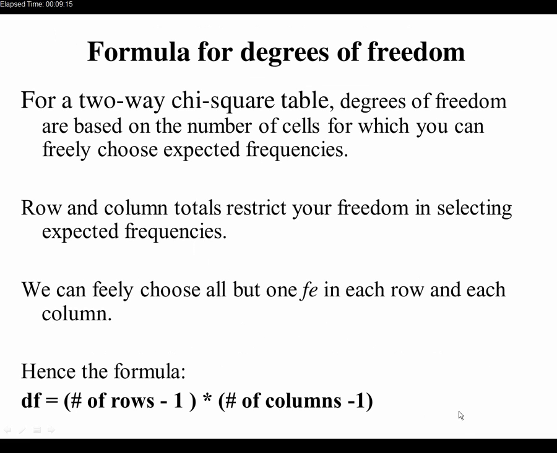Here's the formula for degrees of freedom. For a two-way chi-square table, degrees of freedom are based on the number of cells for which you can freely choose expected frequencies. Row and column totals restrict your freedom in selecting expected frequencies. We can freely choose all but 1 expected frequency in each row and column. Hence the formula: degrees of freedom equals the number of rows minus 1 times the number of columns minus 1.